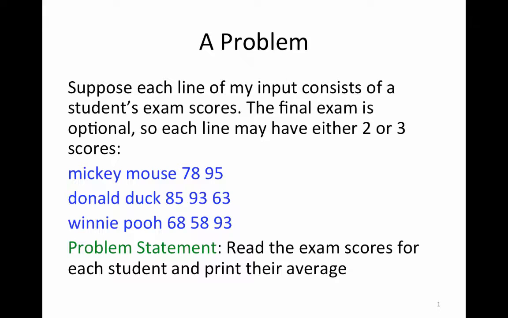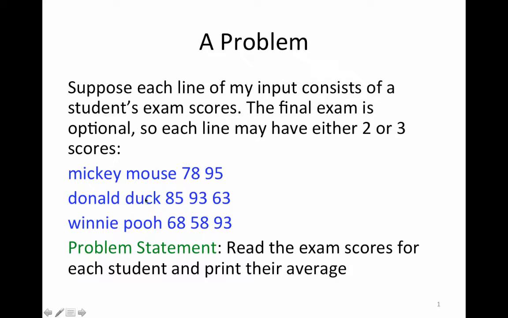In this case, I have a file of scores for students in a course, and this is their score on the various exams. So on the first line is Mickey Mouse, on the second line is Donald Duck, on the third line is Winnie the Pooh. And what I want to do is read the exam scores for each student and print their average. Well, there's a bit of an issue, which is the number of exam scores is variable. So in some cases it's 2 and in some cases it's 3. So you can't very well assume that there's only 2 exam scores.